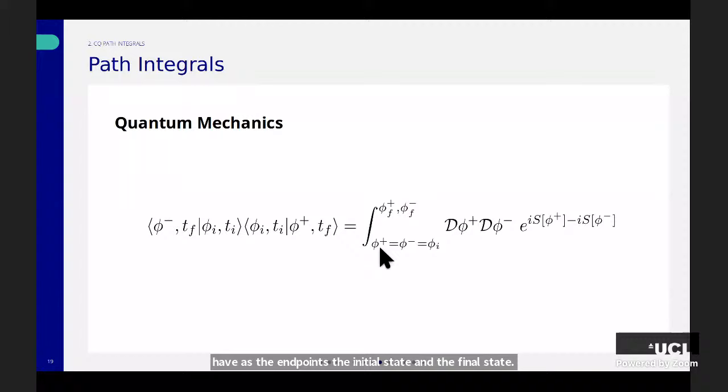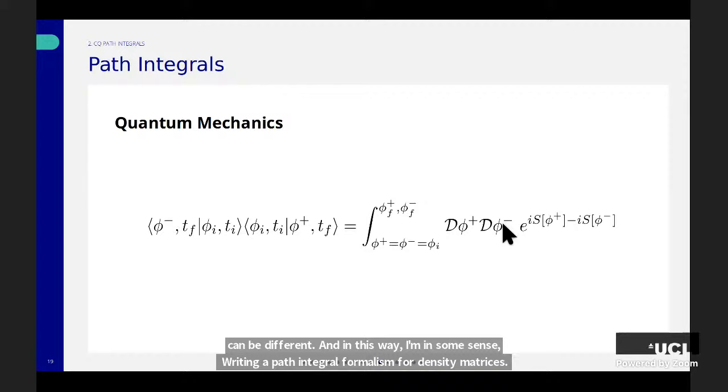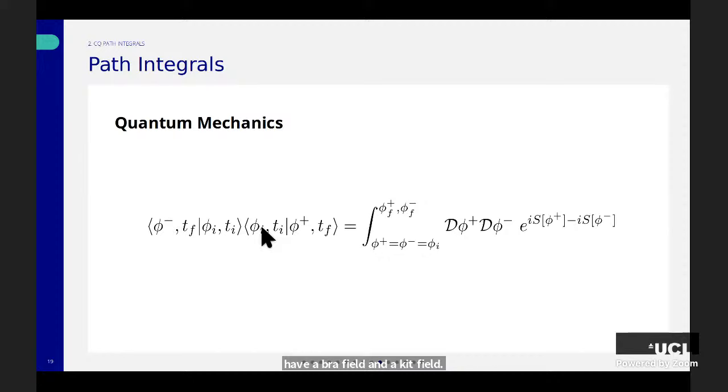Now I can take this path integral and, instead of talking about the amplitude, I can talk about a density matrix. And so I can compute probabilities directly. So what I do is I have the original amplitude here, which is starting from an initial state to a final state. But in addition to the Ket field, I have a Bra field. So I look at the Bra and I evolve it to some final state, which can be different. And in this way I'm in some sense writing a path integral formalism for density matrices. So here I've doubled the number of fields. I have a Bra field and a Ket field. And this will allow me to start off with some initial pure state and look at what the final density matrix is.